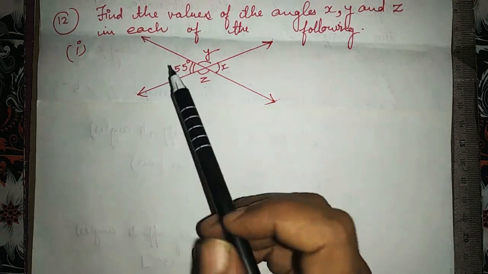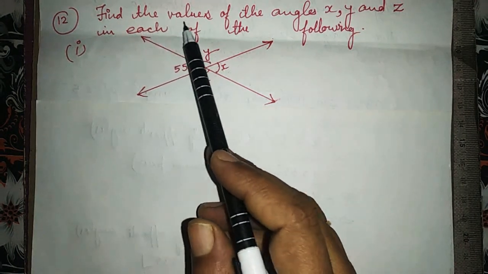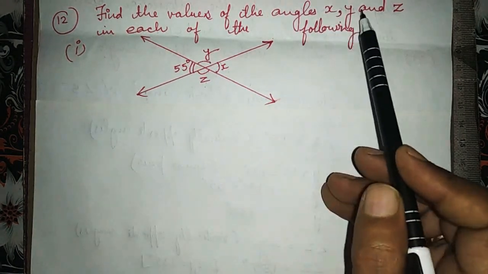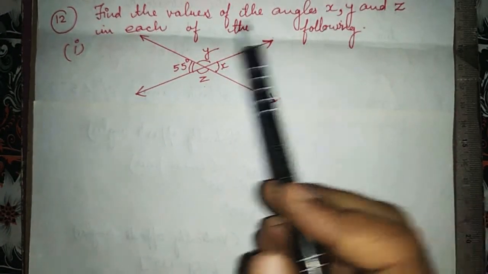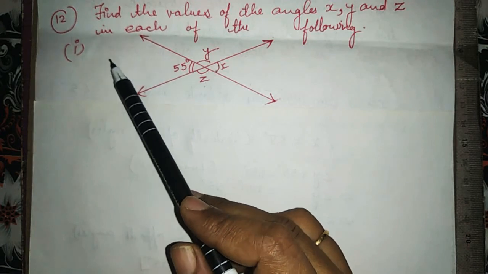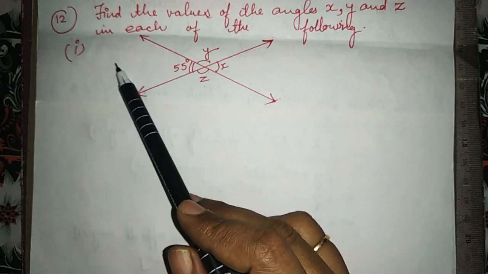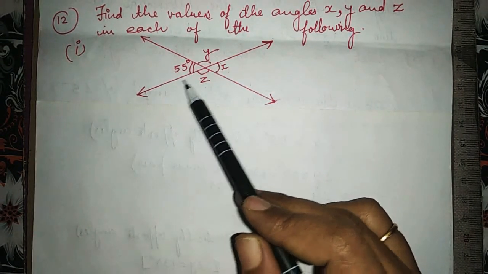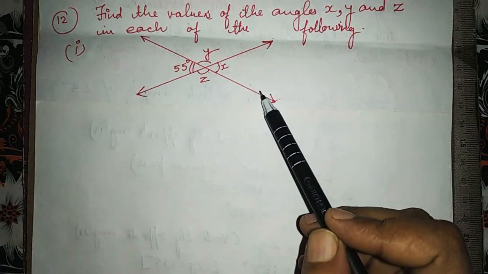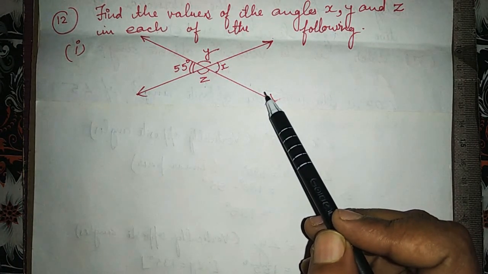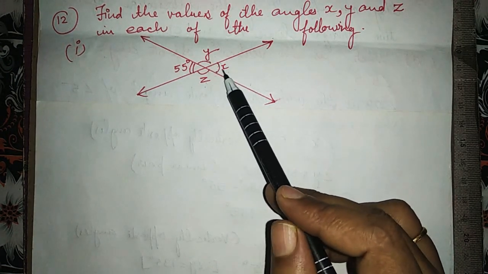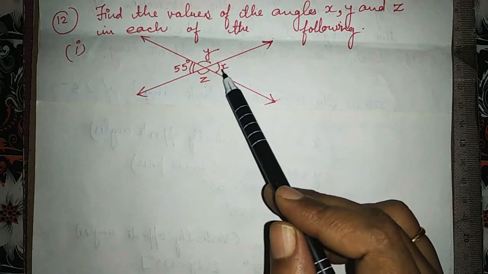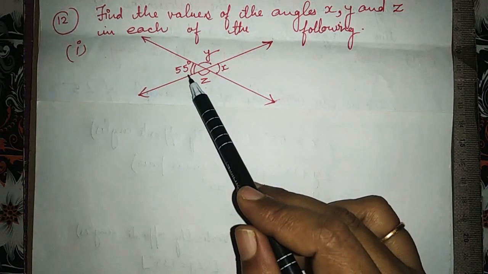Now students, see question number 12. Find the values of the angles x, y and z in each of the following. Here you see the first part of this question. In the first part you can see that these two lines are intersecting each other. So here we will find first angle x.